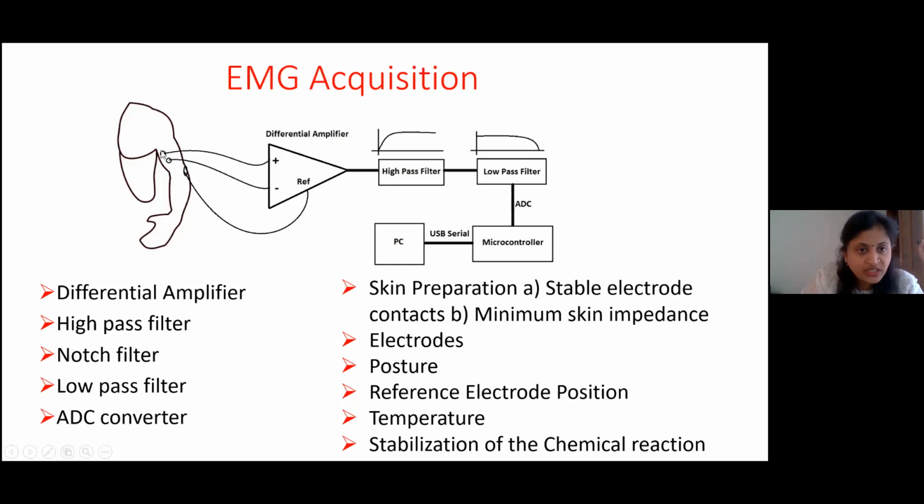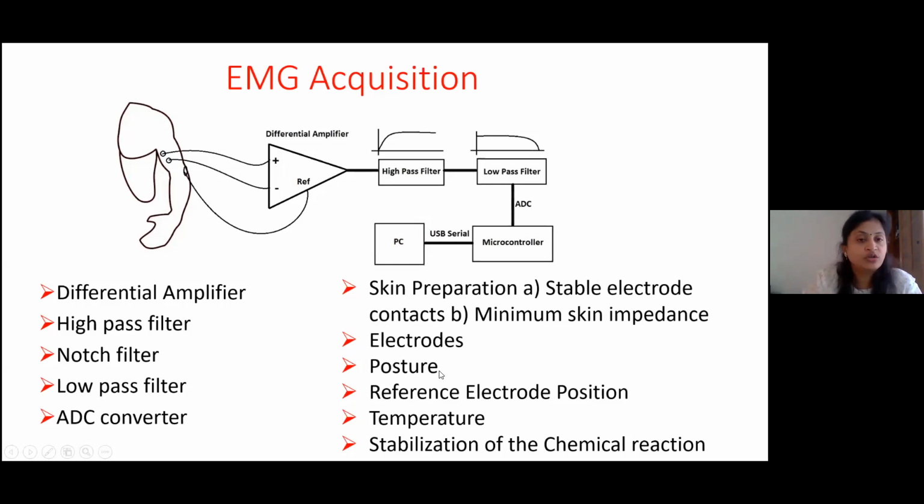Why? You should get the minimum skin impedance. Minimum impedance is very high. So after applying the conductive gels or using stable electrodes, you can minimize this skin impedance. Electrodes should also be chosen to have a high signal to noise ratio.